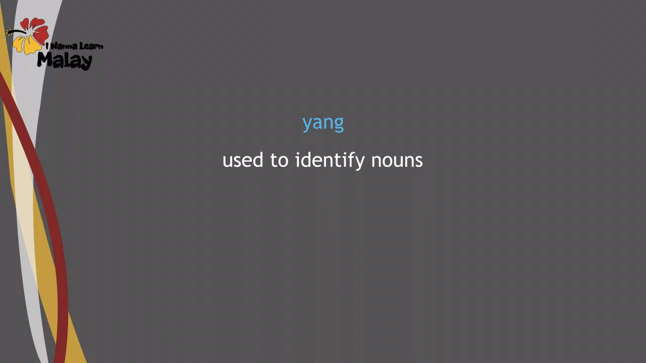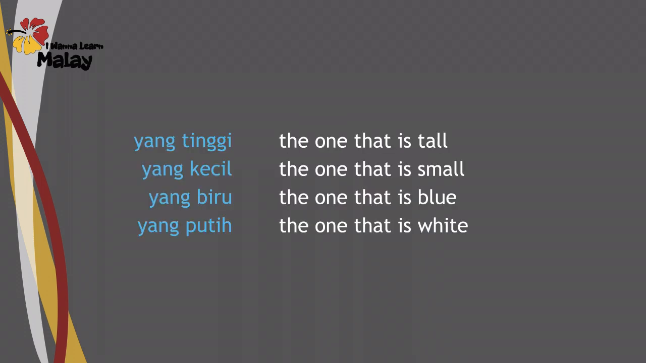We've established that the word yang is used to identify an object or a noun. In our first video, we only looked at the word yang accompanying an adjective. So that's where we have examples of yang tinggi or yang kecil or yang biru or yang putih.